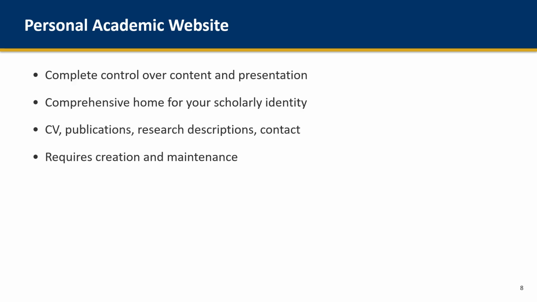Essential content for an academic website includes your biography, CV, publication list with links to papers when possible, descriptions of your research interests and current projects, and contact information. Additional content might include teaching materials, data and code from your research, media appearances, or blog posts about your work.